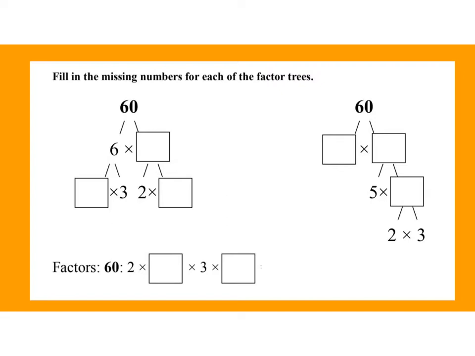We break apart 60 on the left, we can multiply 6 times 10. Both 6 and 10 are still composite numbers. So if I'm looking at the 6, I can break it apart by multiplying 2 times 3. Looking at the 10, I can break it apart by multiplying 2 times 5. Now I am left with only prime numbers.